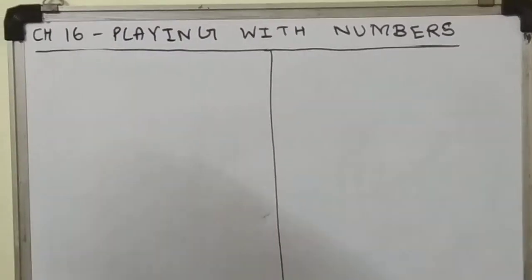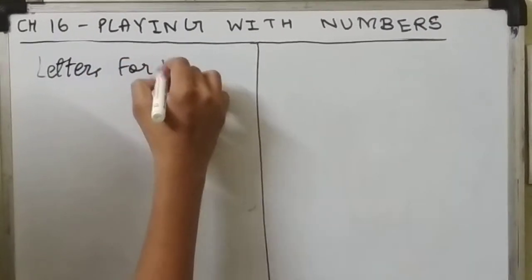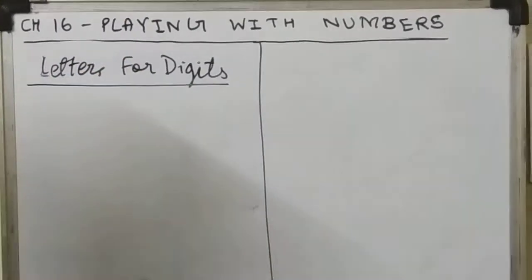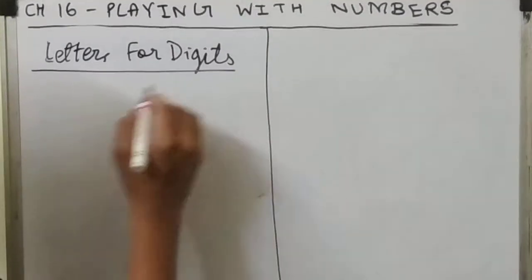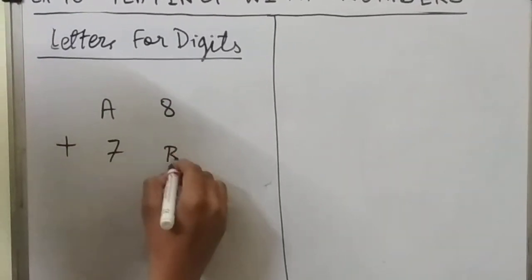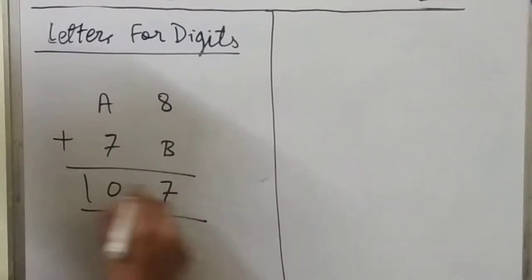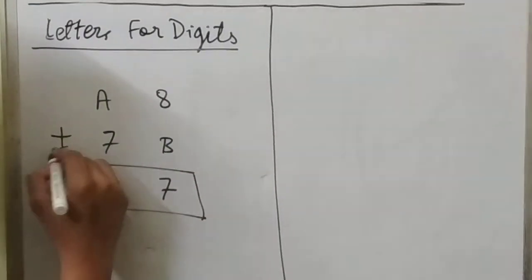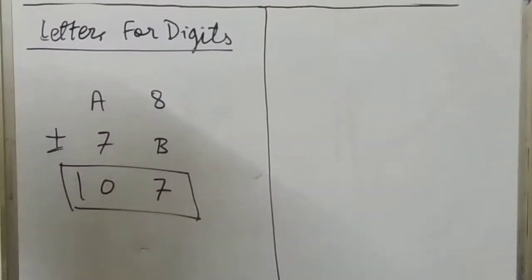So with this I start today's topic, which is letters for digits. In this topic we'll be solving puzzles involving letters for digits. That means, for example, A8 plus 7B gives you 107. Now how to solve such type of problems? I have taken the operator as addition. The next example, on the right hand side, I will explain you the multiplication also.